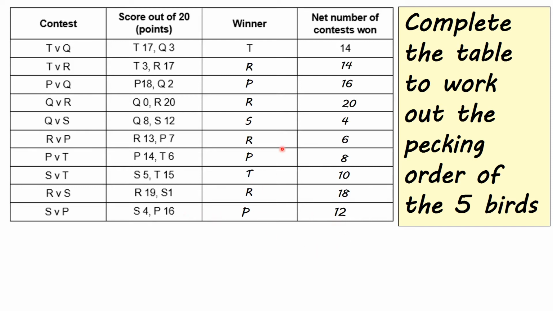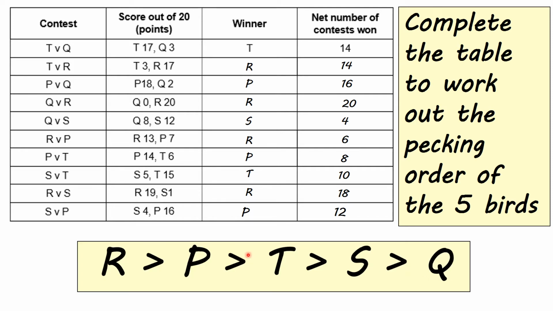So press pause and do that. So this is what you should have, and then if you pick apart the numbers in there, what you would find out is the most successful was R. So it won all of its battles, followed by P, then T, then S, then poor old Q, which lost every time. So it's maybe one of the younger birds potentially, and it's down at the bottom.